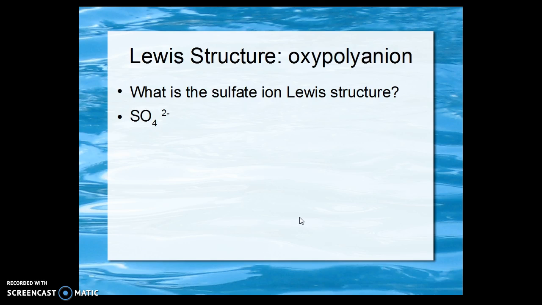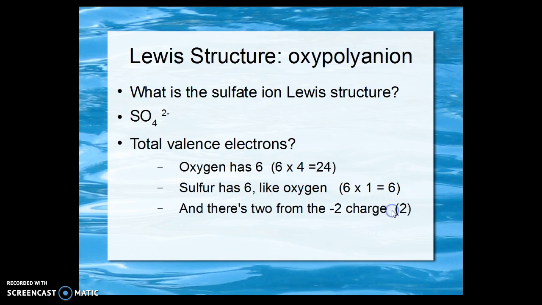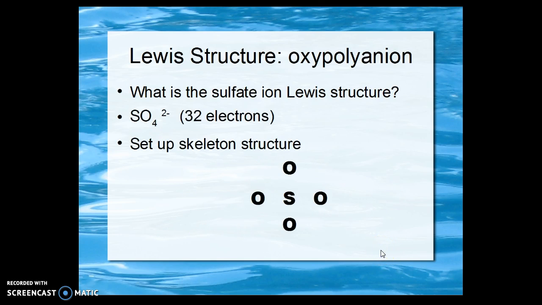So let's work out the sulfate ion Lewis structure. Sulfate has a -2 charge. Total valence electrons, well, oxygen has 6 each, there's 4 of them, giving us 24. Sulfur also has 6 valence electrons, so we have a total of 32 electrons when we add the 2 from the -2 charge. So we have to distribute those 32 electrons around the SO4.